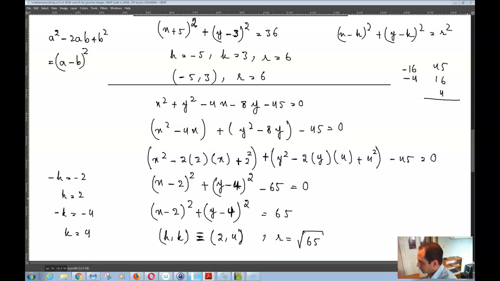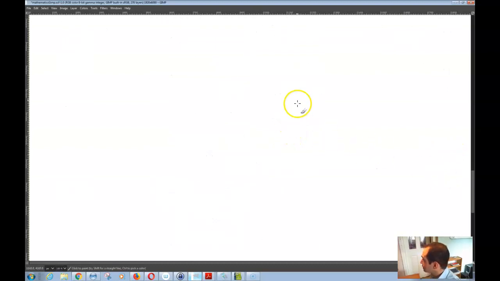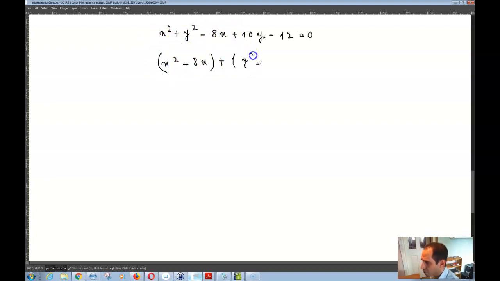Now question number 8. Question number 8 is x² + y² − 8x + 10y − 12 = 0. Again, the same story, meaning that you can put your x's together, x² − 8x, and put your y's together, y² + 10y, − 12 = 0.